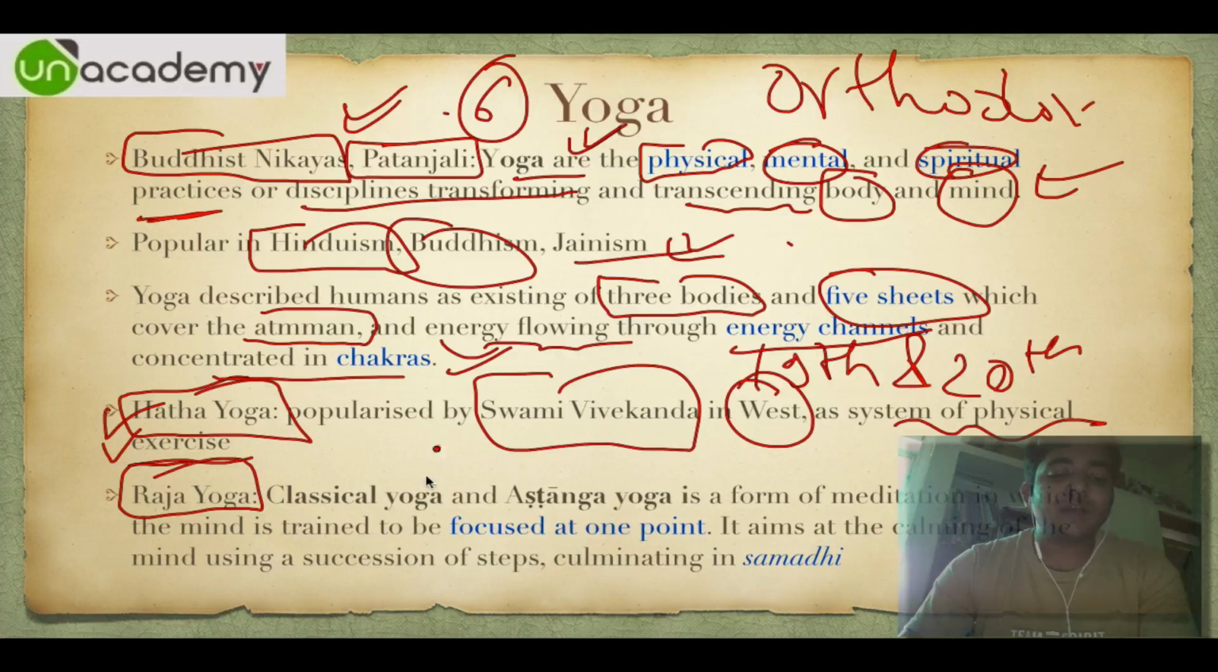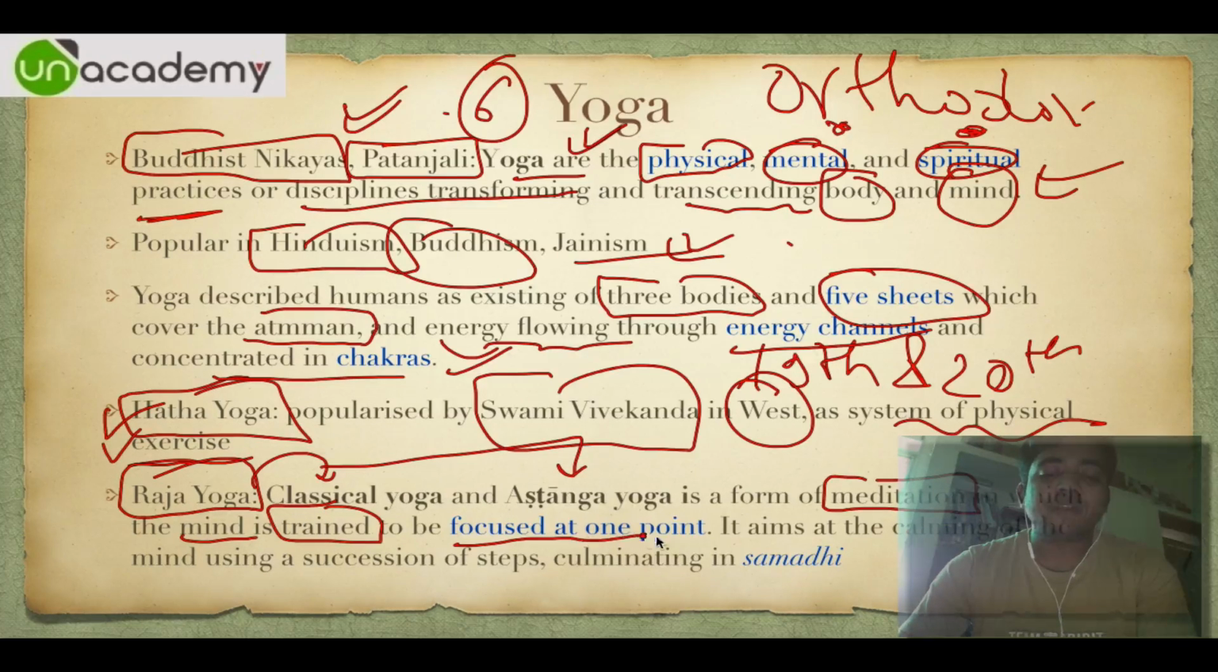Then Raj Yoga, also called classical yoga, also called Ashtanga yoga. It is a form of meditation, that is the mental and spiritual component, in which the mind is trained to be focused at one point. That is the single most important thing. So it aims at the calming of the mind using a succession of steps, and if you are very good at it, you might achieve the ultimate blissful state culminating in samadhi.